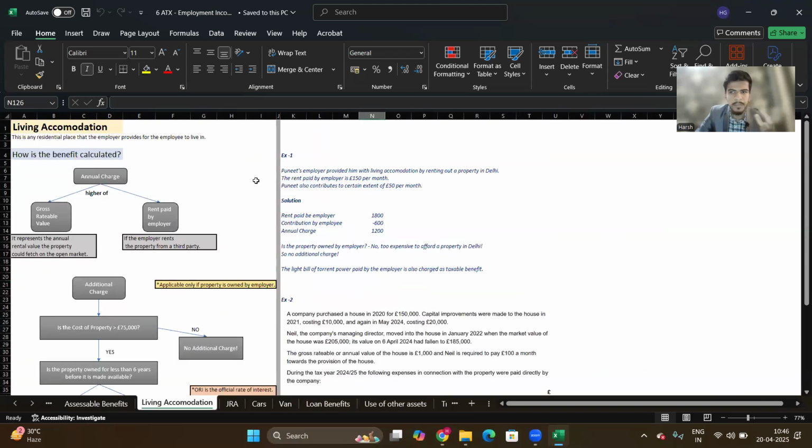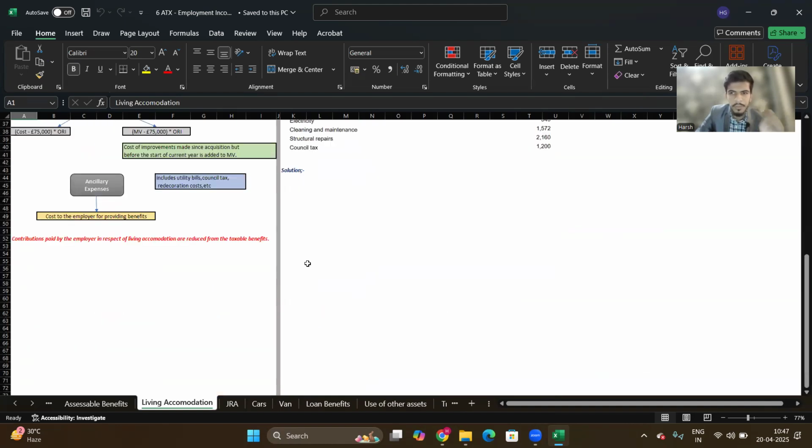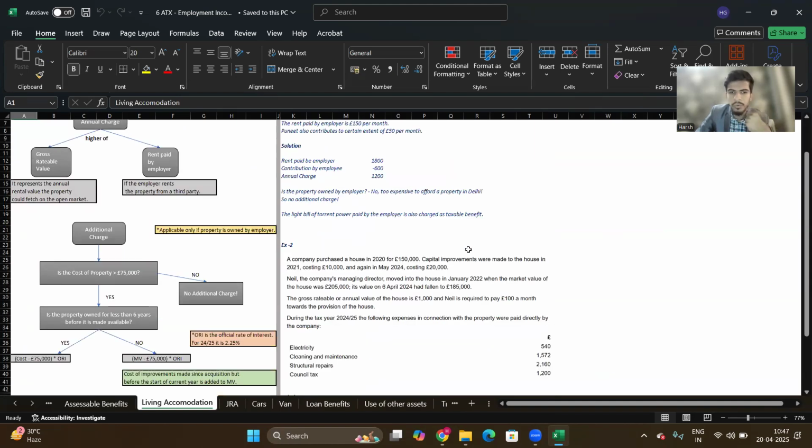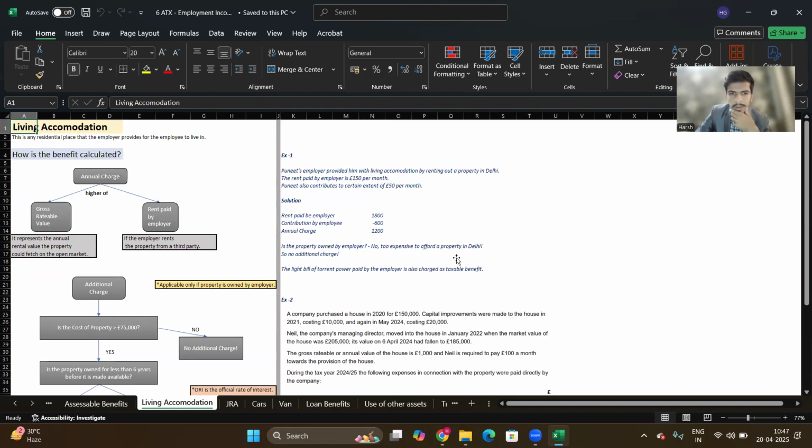We have created various flow charts to help you understand things better. When we talk about living accommodation, on the left hand side you have flow charts and all the explanation that you are going to need. On the right hand side, you have the examples. Most of the examples we would do together while we are in the live session, so that you understand each and every topic with an example.